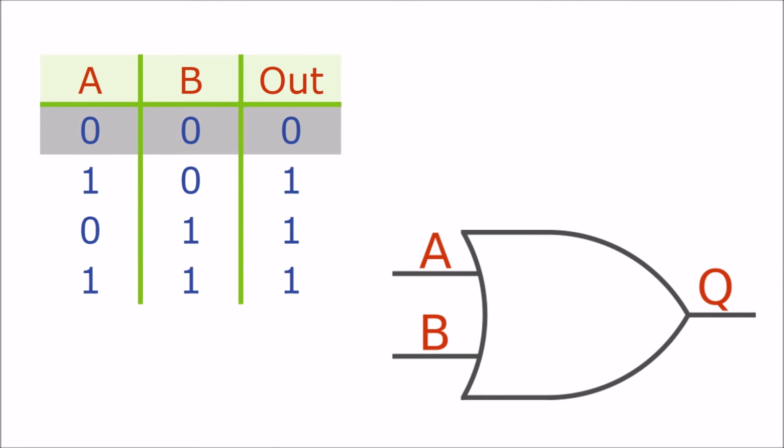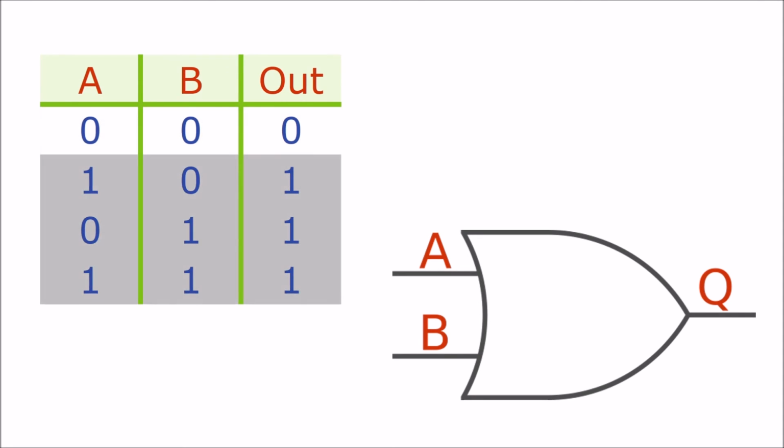If both inputs are 0, it is like both of the switches being turned off in our circuit. The output is 0. If either or both inputs are 1, it is like either or both of the switches being turned on in our circuit. The output is 1.